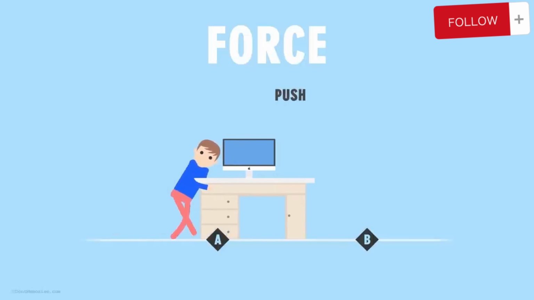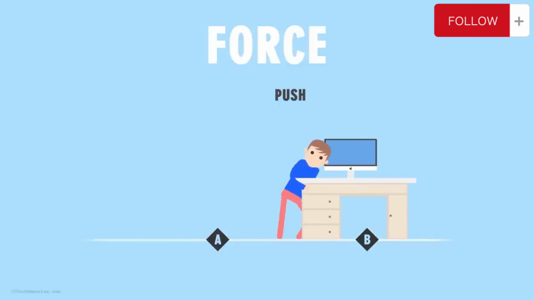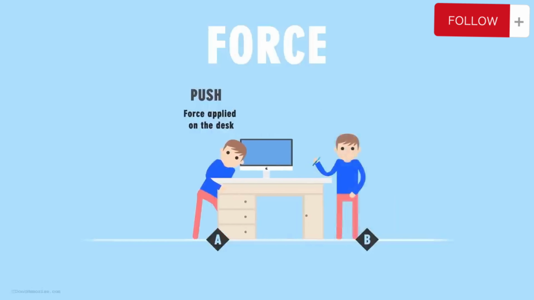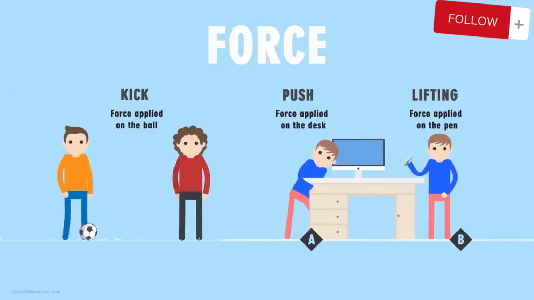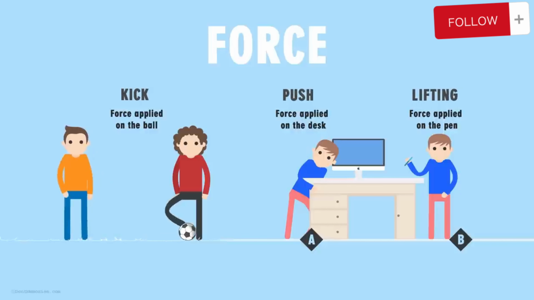Now suppose we have a desk here at point A. A person wants to move it from point A to point B. How will he do that? He will push the desk toward point B. In this case, we say that the person applied a force to the desk in order to move it. The push is the force the person applied to the desk. Similarly, when you lift an object from the table, we say that you applied a force to the object. Here, the force is applied in the form of lifting.